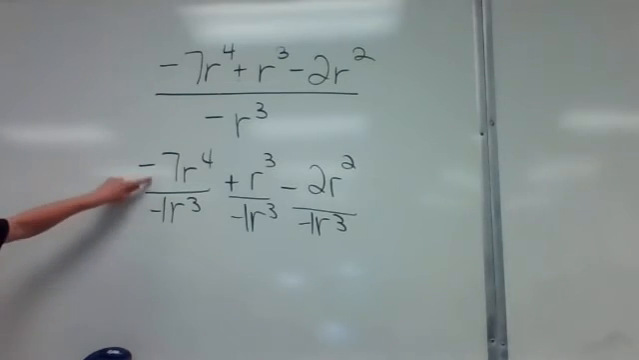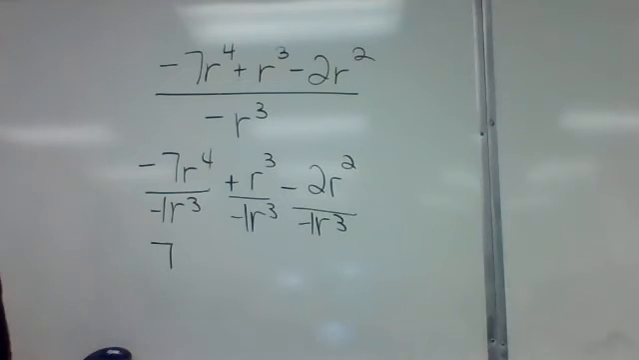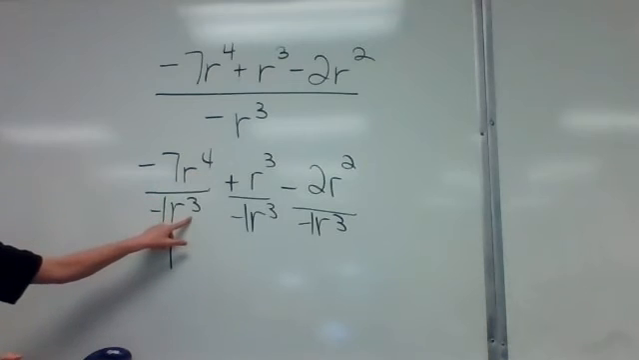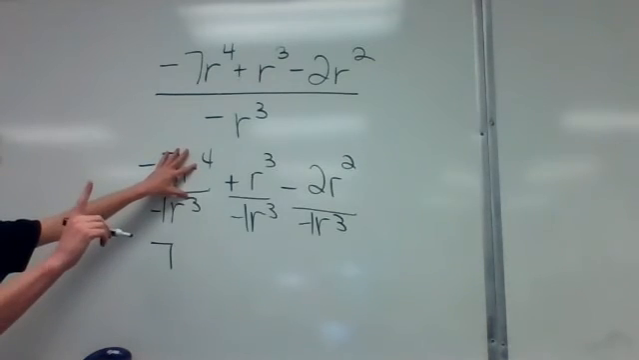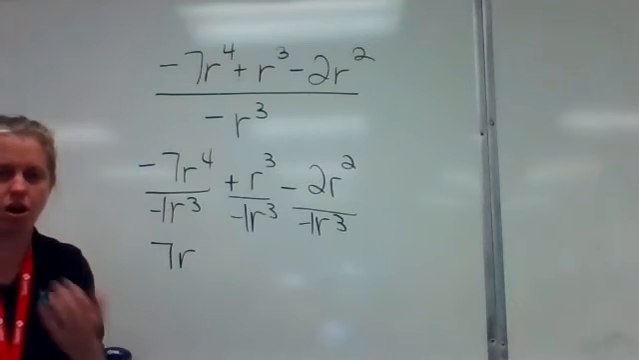So negative divided by negative. Negative 7 divided by negative 1 actually gives me positive 7. Subtract your exponents. So you've got r to the fourth and r to the third. When I subtract those exponents, I'm just going to be left with r to the first, which is just r.